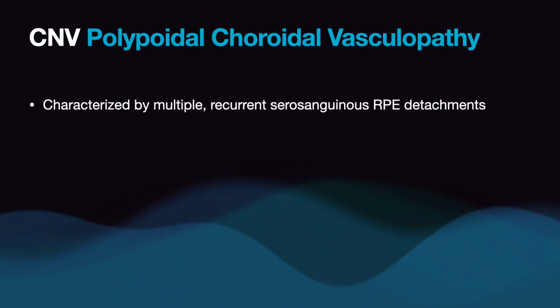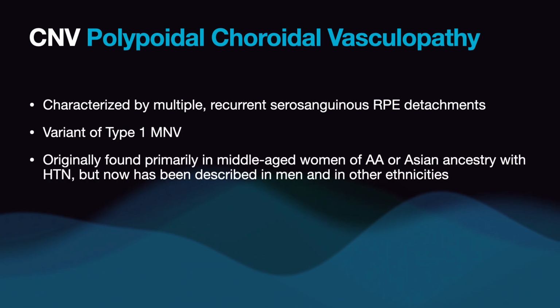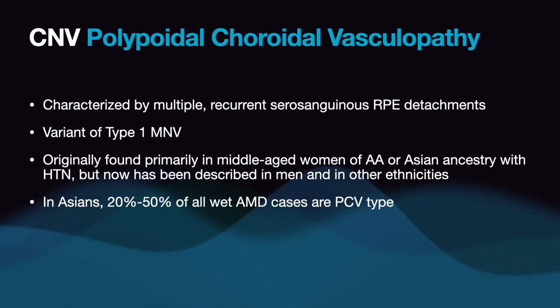PCV is a key one. Multiple recurrent serous RPE detachments. It's basically a variant of type 1 MNV. Originally, we saw, and sometimes the question stems will still have African American or Asian ancestry with high blood pressure, but we see it all. We see it in other demographics for sure, but there's still a preponderance in that group.